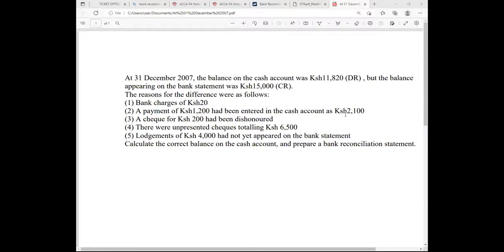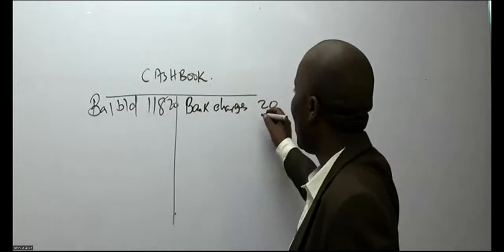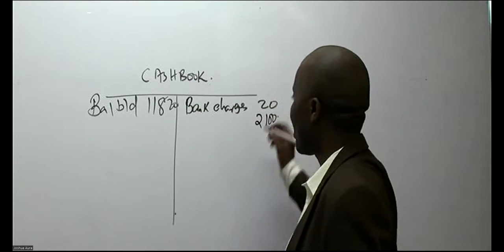So there are two ways here. You see, this is an error in the cash book. We were supposed to credit this account with the 1,200, right? Because a payment of 1,200 had been entered in the cash account as 2,100. So what I need to do, listen here, is correct a payment entered wrongly as 2,100.